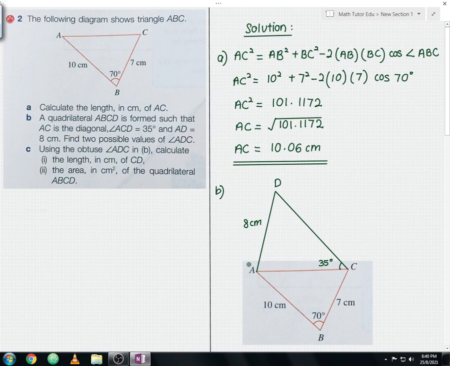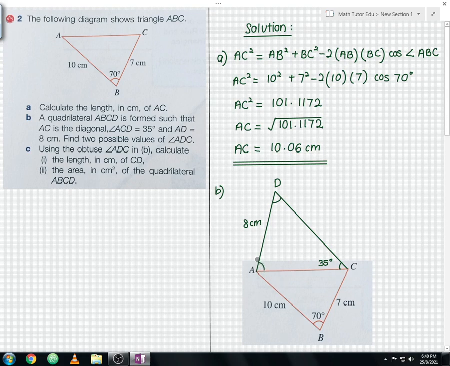Okay, so the reason why they ask you to find two possible values of angle ADC, which is this particular angle, is because they didn't mention the angle DAC. This angle is not given.